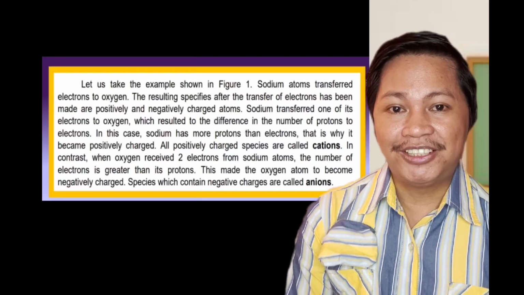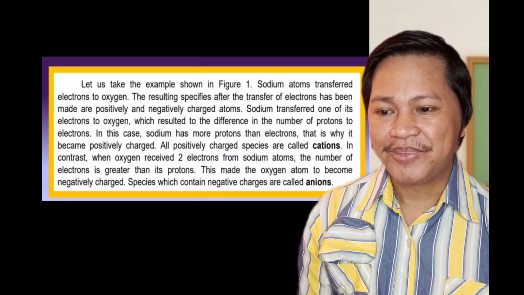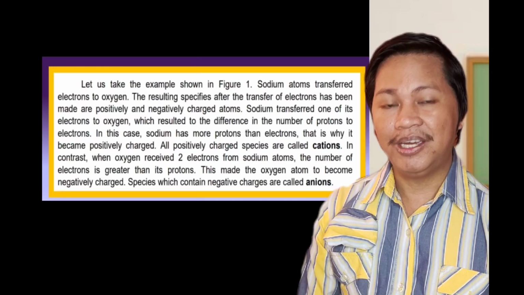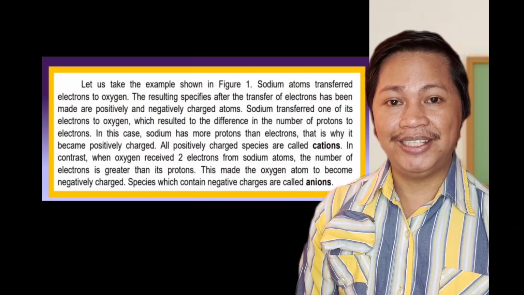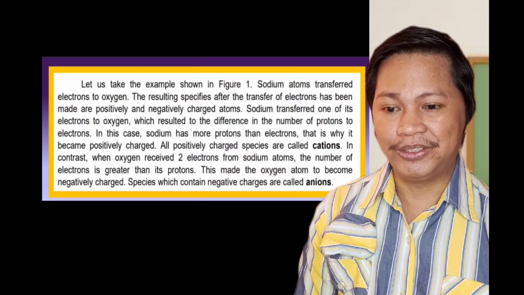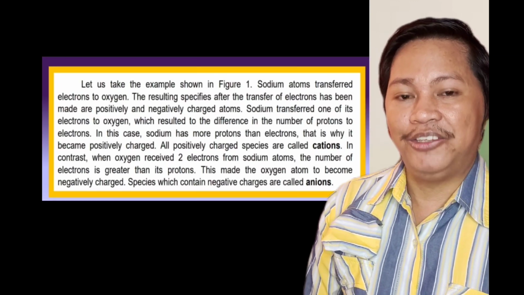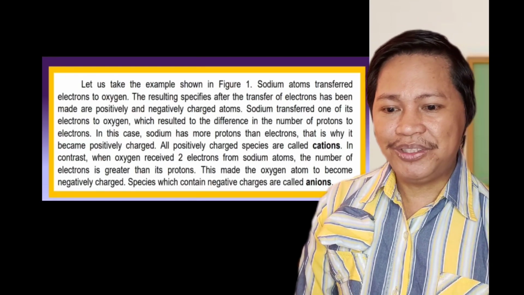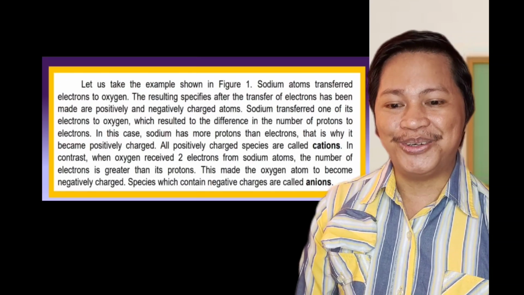All positively charged species are called cations. In contrast, when oxygen receives 2 electrons from sodium atoms, the number of electrons is greater than its protons. This made the oxygen atom become negatively charged. The species which contains negative charges is called an anion.